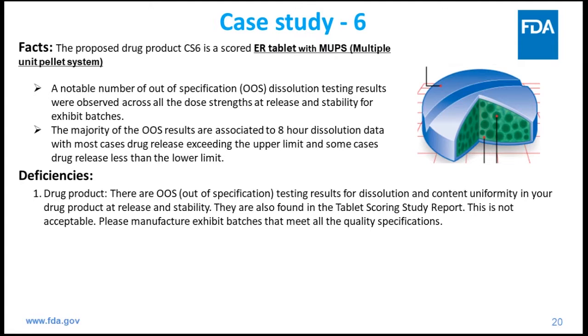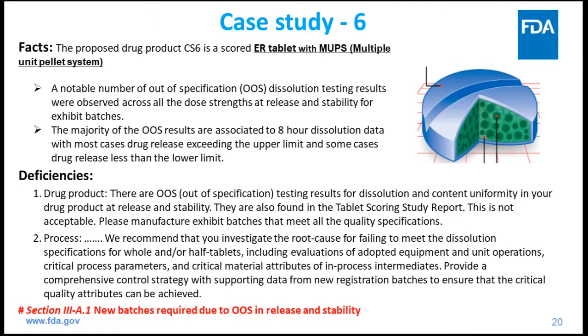So there are deficiencies issued from multiple disciplines. The first one is from the drug product reviewer. They said there are OOSs in dissolution and also content uniformity in your release and stability testing, and they also found issues in the tablet scoring study report. So they asked the company to manufacture new exhibit batches that at least meet all those quality specifications.